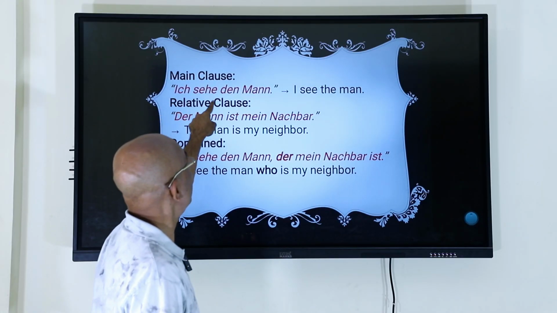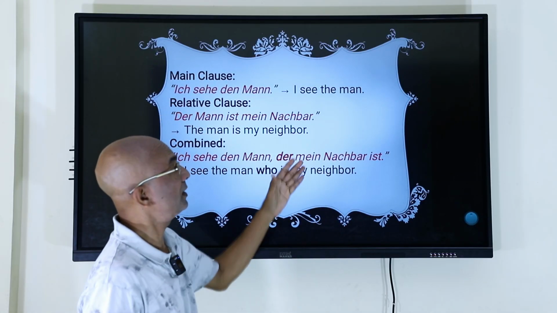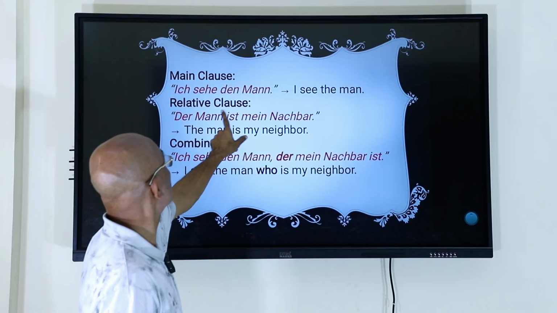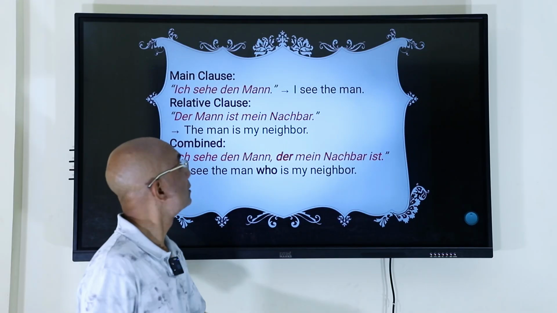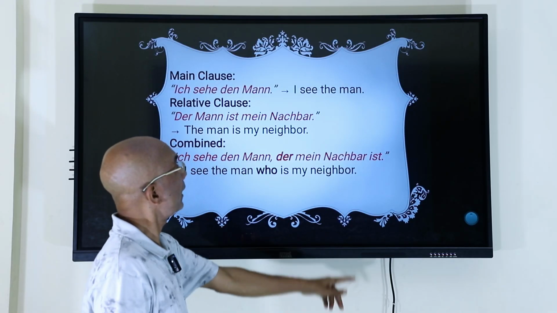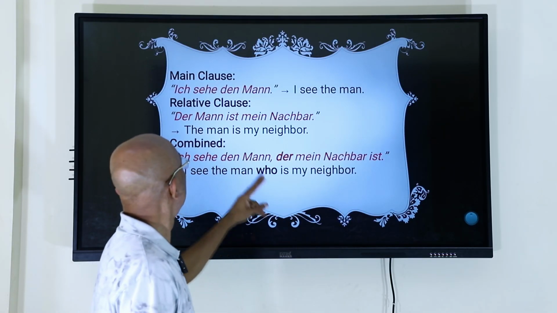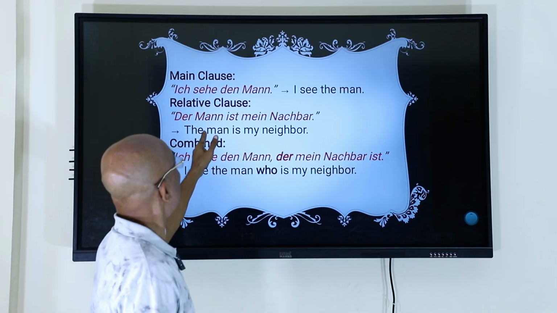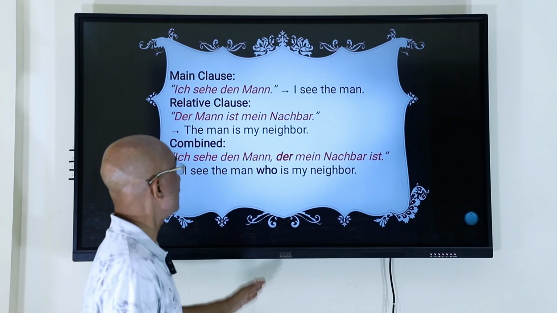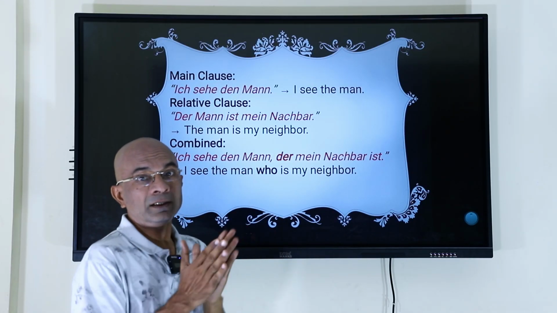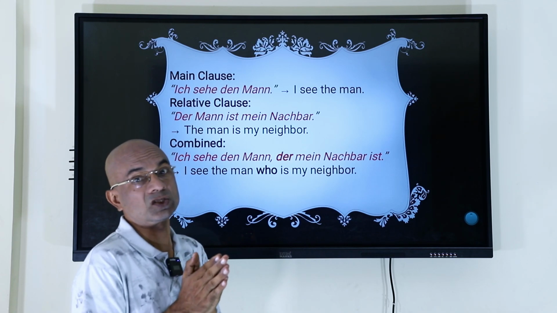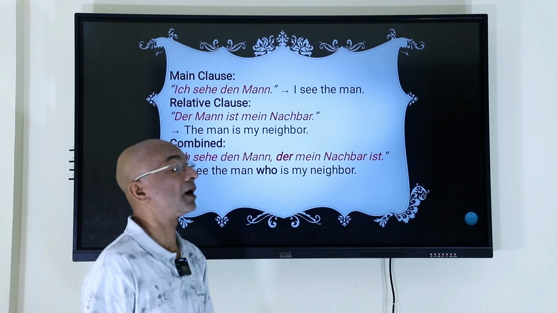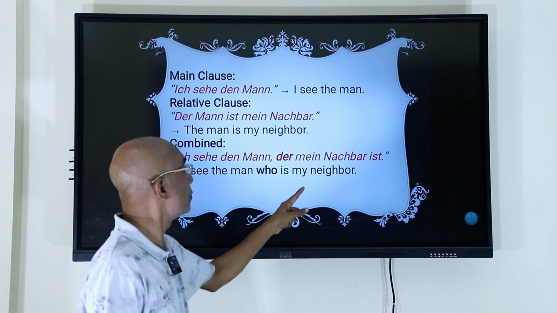For example, "Ich sehe den Mann." I see the man. Okay, there's a main sentence, then the relative clause, "Der Mann ist mein Nachbar." The man is my neighbor. Now we are combining both sentences with a relative clause. You say, "Ich sehe den Mann, der mein Nachbar ist." I see the man who is my neighbor.